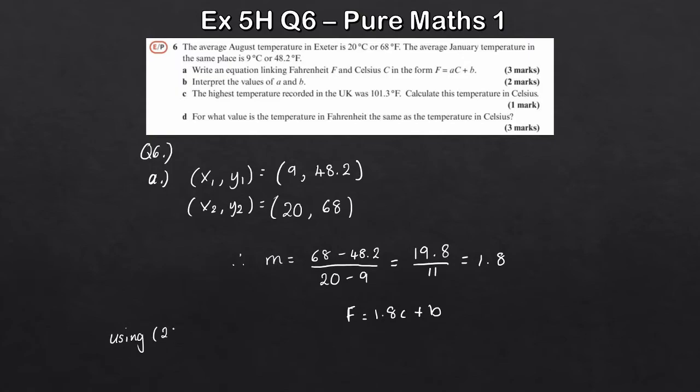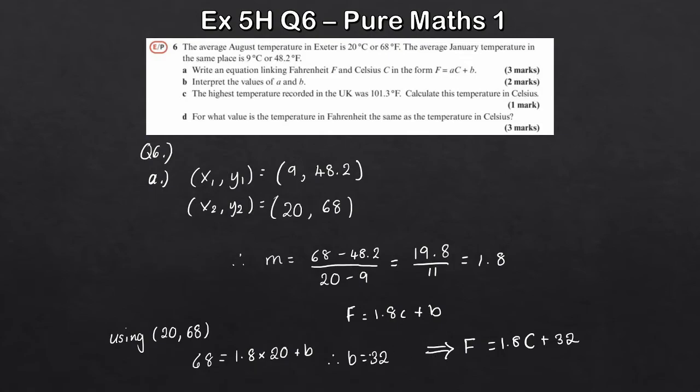So using 20, 68, so x2, y2, we can say Fahrenheit 68 is equal to 1.8 times 20, which is the degrees in Celsius, plus b. If you work this out and solve for b, you should get b is equal to 32. So therefore we can write our equation for F. F is equal to 1.8C plus 32. And there we have it. You might sometimes see this as 9 over 5 C. Both are absolutely fine, but just so you're aware of that. So 1.8C plus 32 there.